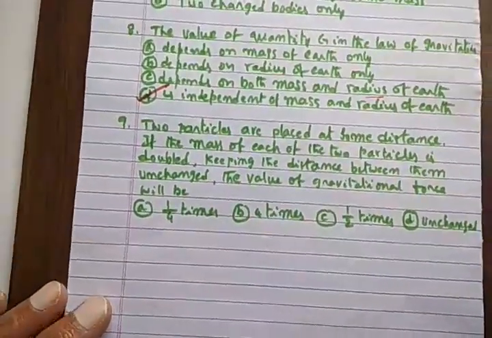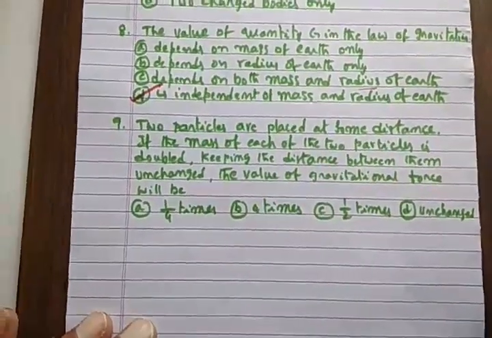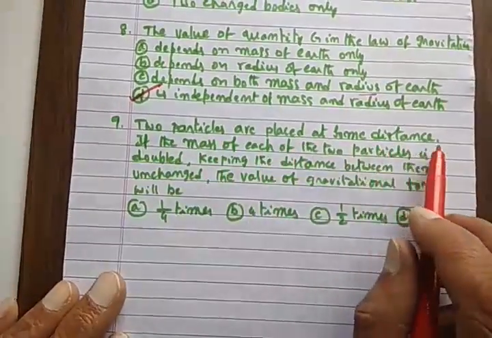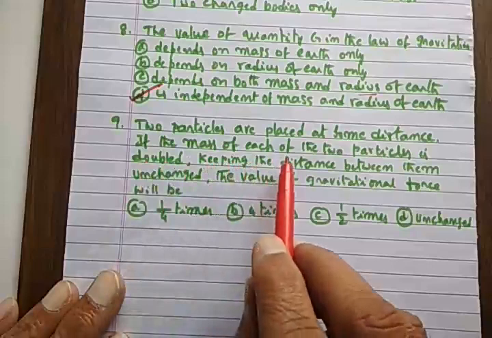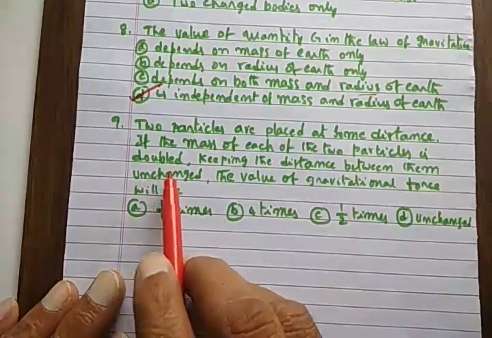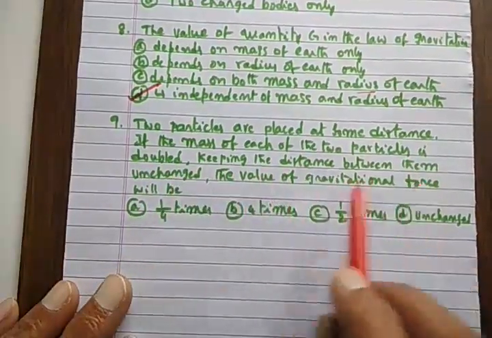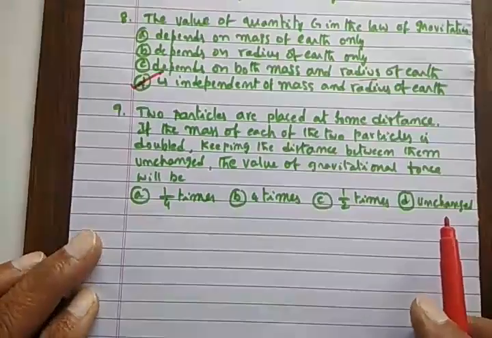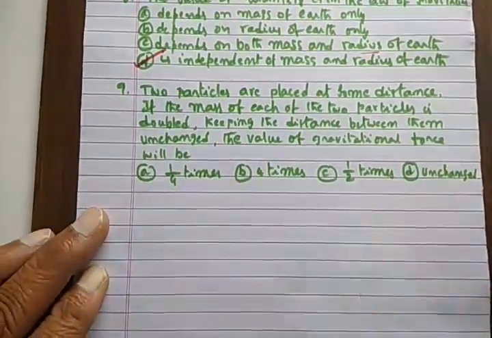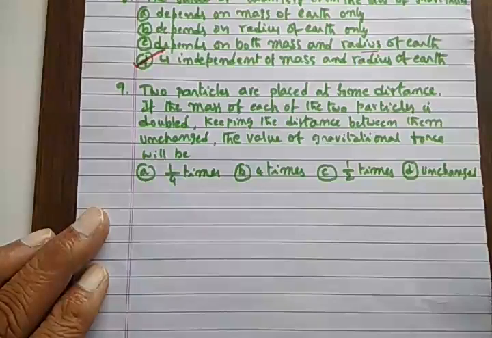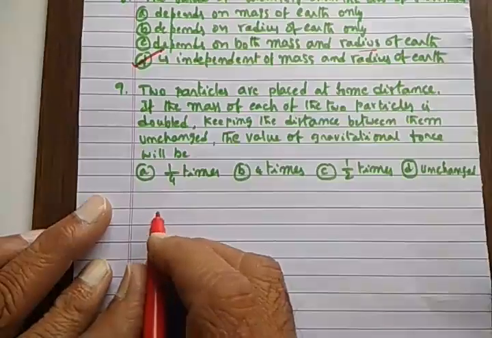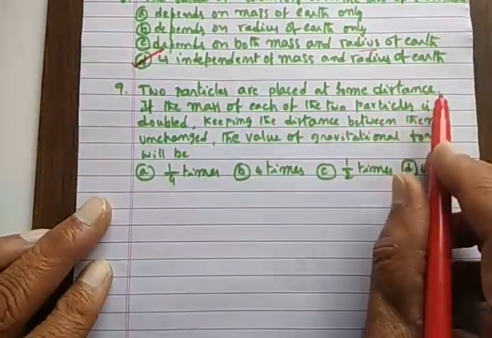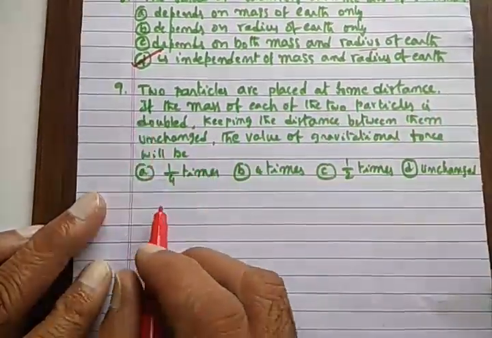So go to the 9th one. The two particles are placed at some distance. If the mass of each of the two particles is doubled, keeping the distance between them unchanged, the value of gravitational force will be, we will find. This is like a numerical, so we will solve it. So here two particles are placed at some distance.